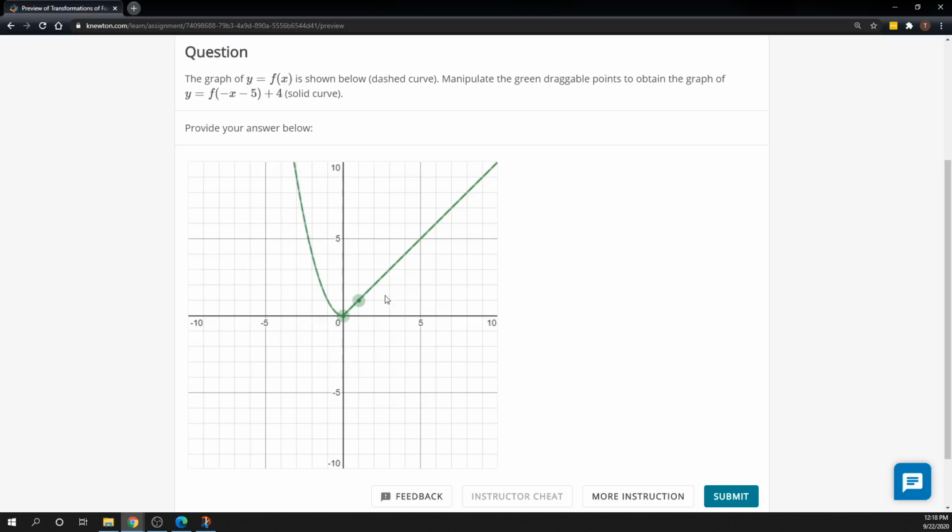All right, so what I'd like to do again is just get this lined up to start off with. And you can see then once I line it up, I have this point 0, 0 and this point right here 1, 1. I'm just reading off the coordinates right here.